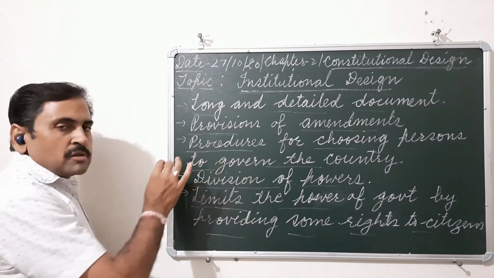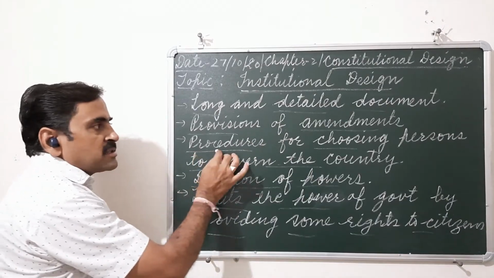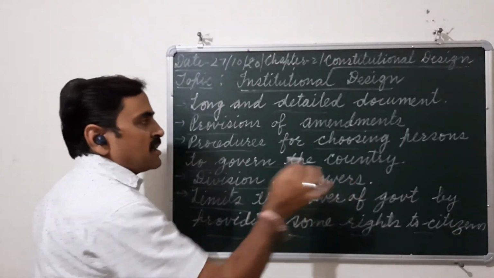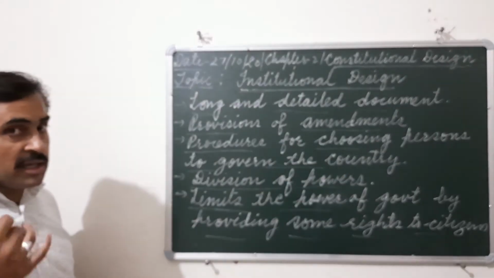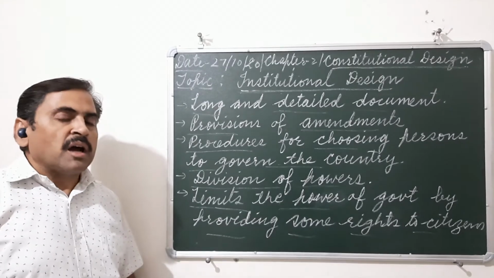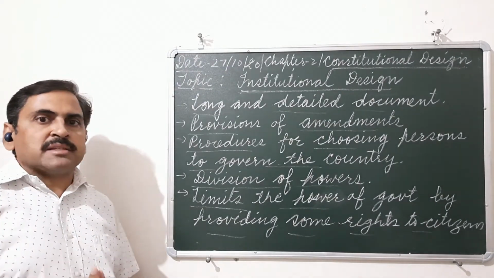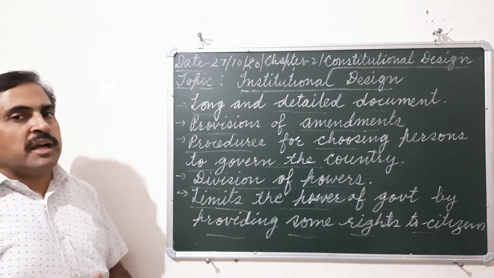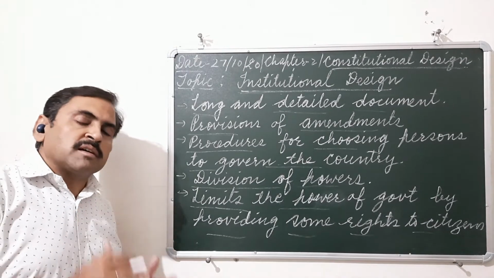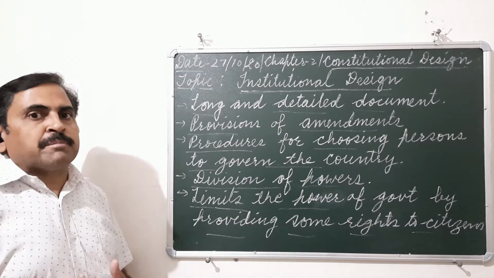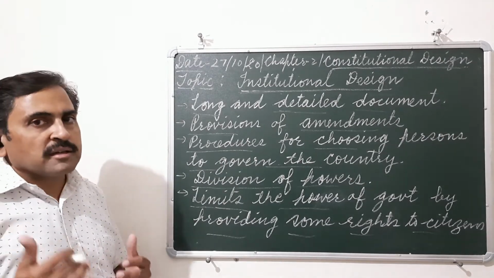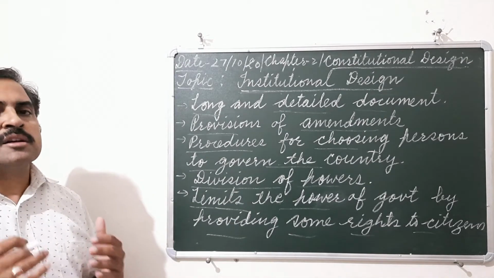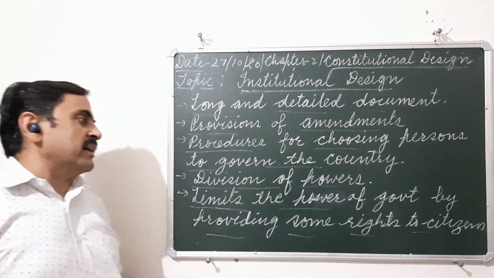The Constitution also has the procedures of choosing persons to govern the country. It clearly explains how the election will take place, how the representatives will be elected, who will form the government, and what type of people will rule over the country. Everything has been clearly mentioned in the Constitution of India.